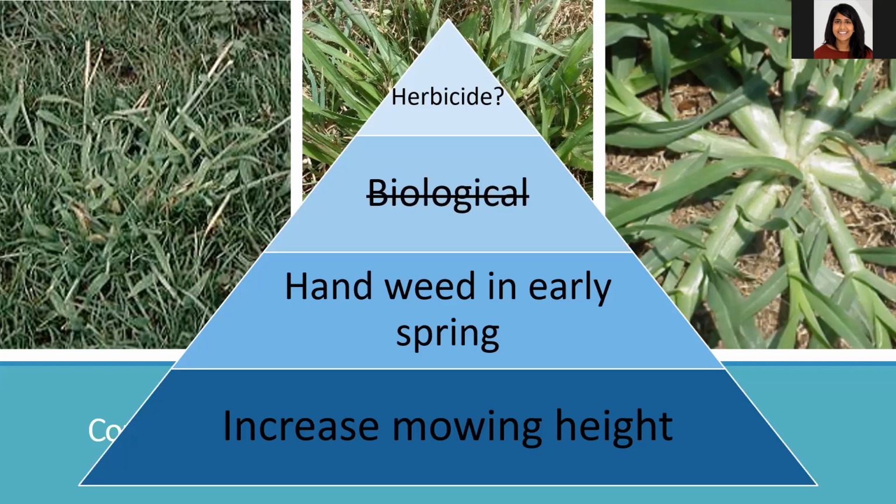It is important to note that many of these IPM strategies are not a one and done kind of activity. You would increase your mowing height for many, many seasons. You would also hand weed in the early spring as a common practice. So it definitely is a long-term solution.